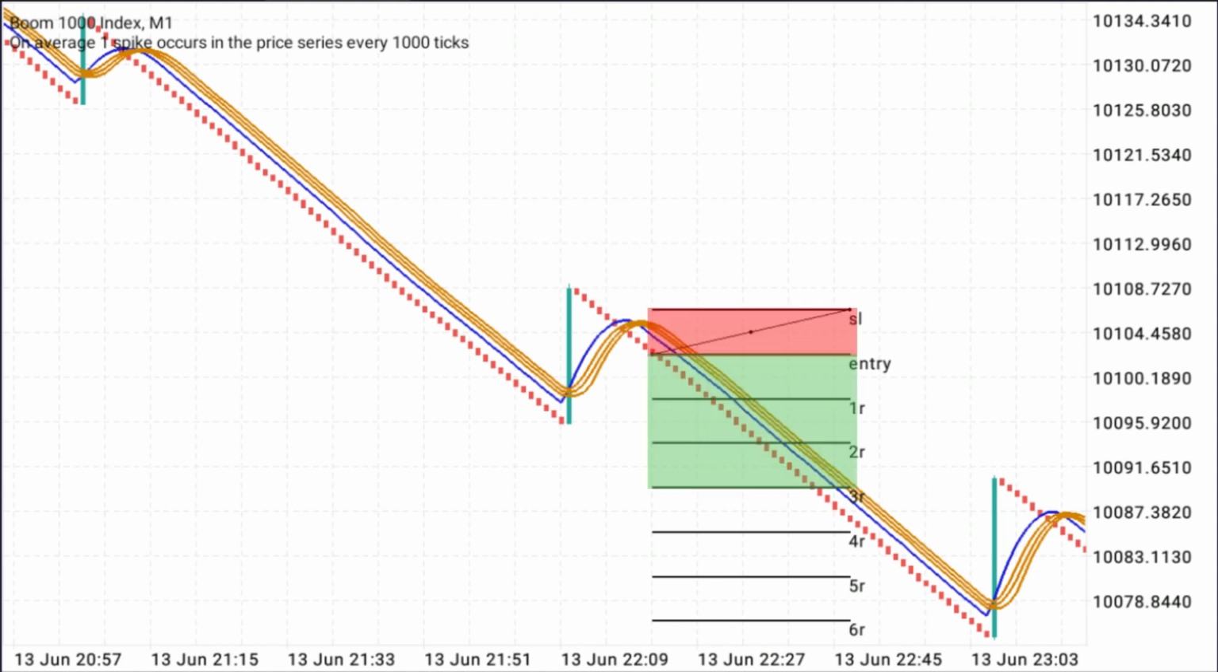We set our target at a 1-to-3 ratio, aiming for a 3 times larger profit compared to our initial risk. To protect ourselves, we placed a stop loss just above the crossover point. This strategy proved to be profitable when backtested multiple times, but I sensed there was room for improvement, which brings us to the purpose of this video.